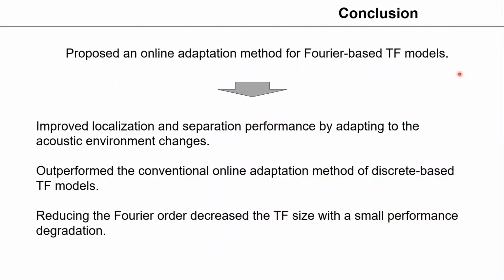This paper proposed an online adaptation method for Fourier-based TF models. The proposed method improved localization and separation by adapting to the current environment. The performance of localization and separation of the proposed method were better than the conventional TF-based method. Furthermore, reducing the Fourier order decreased the TF size with a small performance degradation.